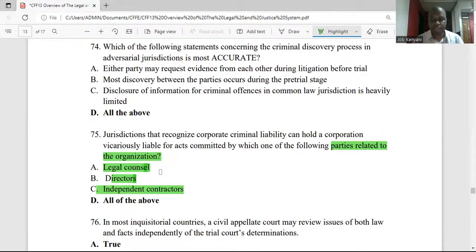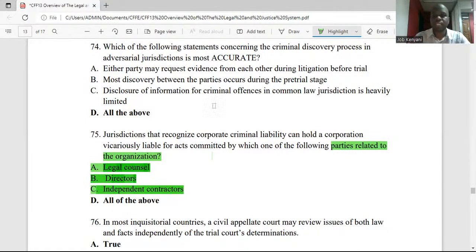So the key elements in vicarious liability: there must be a master-servant relationship. Number two, this servant must have committed that wrong while in the course of employment. This legal counsel committed that wrong while in the course of employment on behalf of the company. The directors committed the wrongs while they were carrying out the duties as they are supposed to, as per the instructions or mandate under the company's articles. So this independent contractor was carrying out a task under the instructions of the company as the master. So number one key element, it happens in a master-servant relationship. Number two, that wrong must have happened while in the course of employment. So all these parties can be like employees of the company.